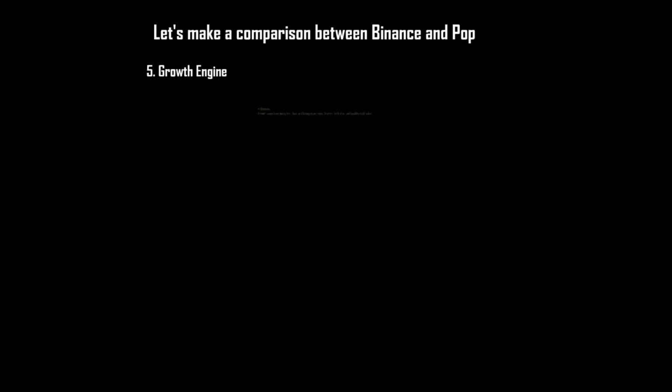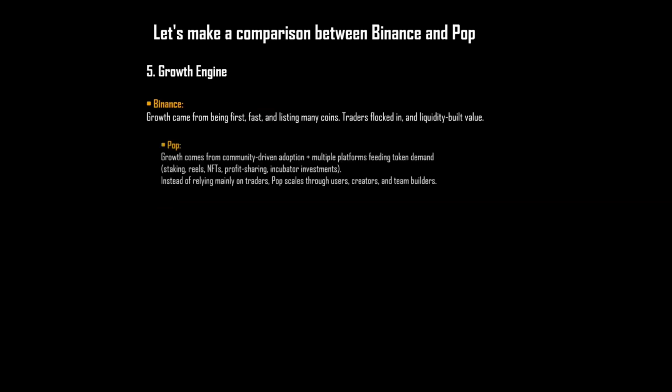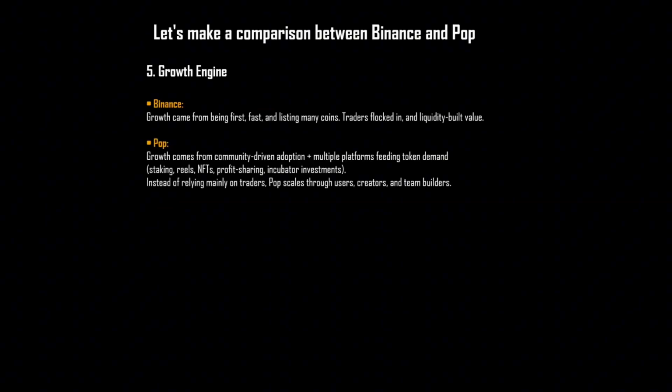Growth engine. In Binance, growth comes from being the first, fastest, and listing many coins. Traders flocked in and liquidity built value. If you're looking at Pop, growth comes from community-driven adoption, plus multiple platforms feeding token demand: staking, Reels, NFTs, profit sharing, and incubator investments. Instead of relying on many traders, Pop scales through users, creators, and team builders, which is us.